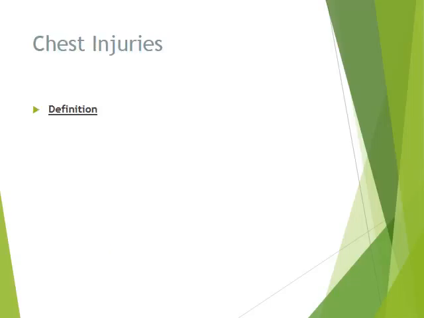So as you can imagine, the definition for chest injuries would be any organ from the diaphragm to the clavicles that is injured in any way, shape, or form. So you could have a blunt trauma, such as a car accident where you hit the steering wheel, or where you fall off a ladder and hit the cement. That would be blunt force trauma. Or you could have a penetrating trauma, such as a stab wound or broken ribs that puncture the organs.